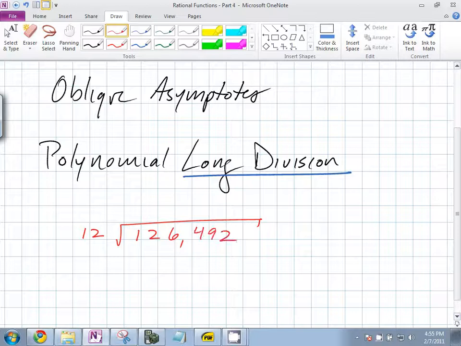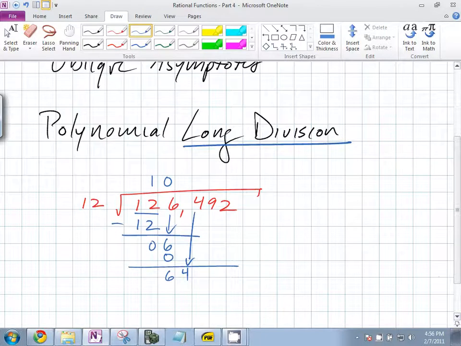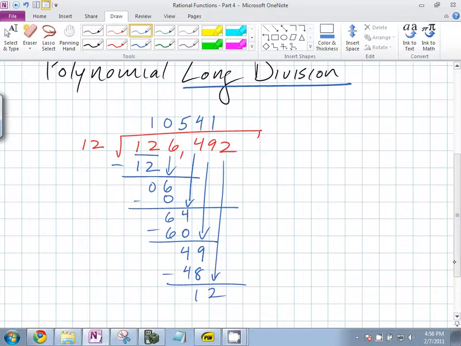126,492. First look here, you get 1 times 12, multiply, you get 0, bring down the 6, it goes 0 times, multiply by 0. We then get 6, we drop down the 4. How many times does 12 go into 64? I think it goes into it 5 times. 5 times 12 is 60. 64 minus 60 is 4. Bring down the 9. It goes in 4 times. 4 times 12 is 48. Subtract. We get 1. Bring down the 2. We get 1. And in this case, it divides evenly.